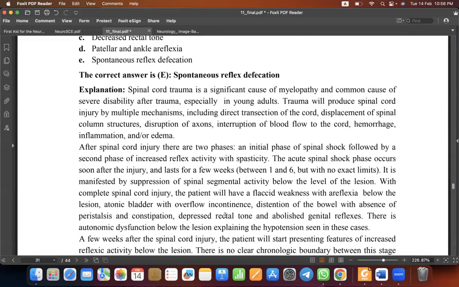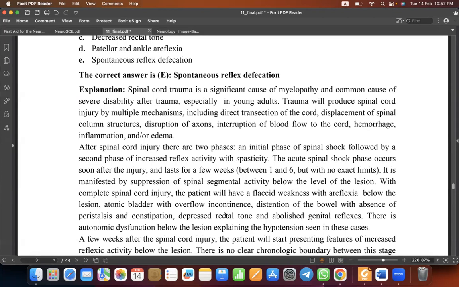So spinal cord trauma is a significant cause of myelopathy and a common cause of severe disability after trauma. Yes, right. No. Sometimes we give steroid, but not that much. The guideline doesn't recommend steroid in the highest form.